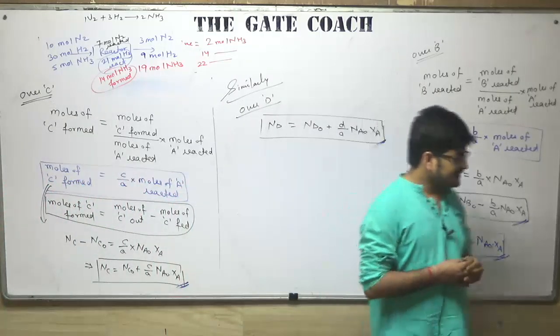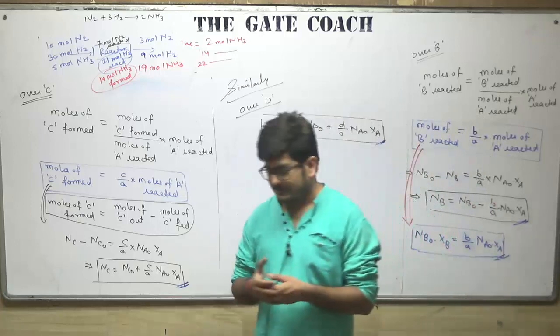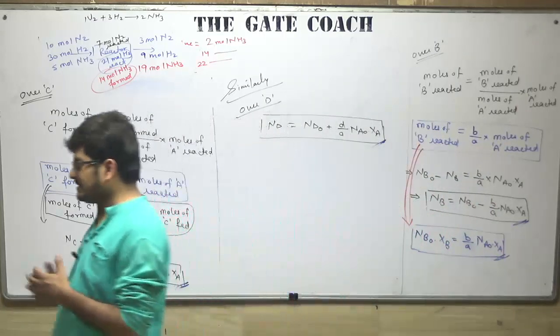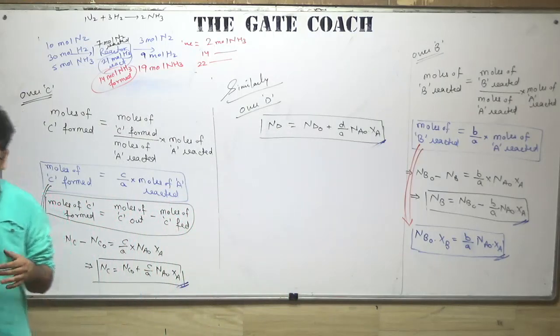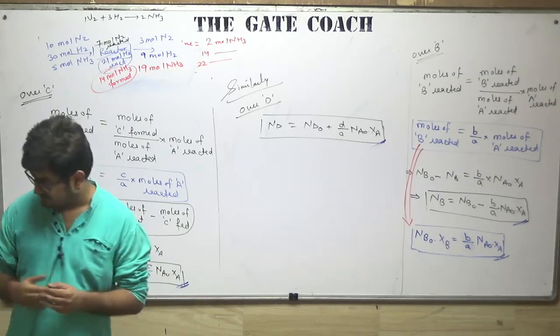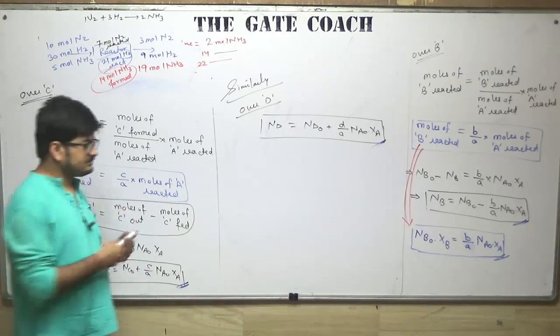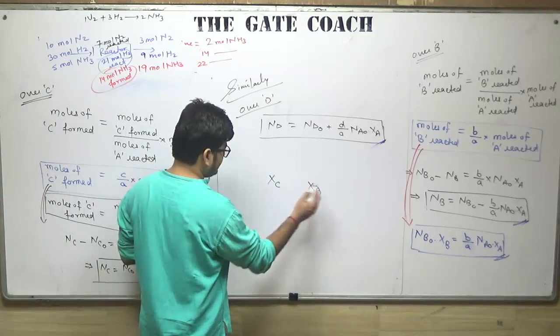So there are basically 3 people right now, 2 people who have found out the relation between XC and XA. The relation between XC and XA.